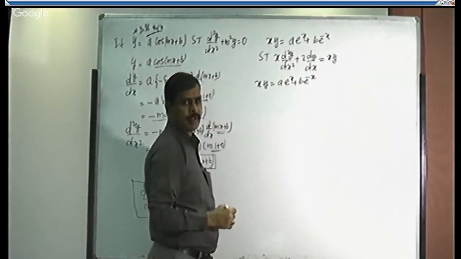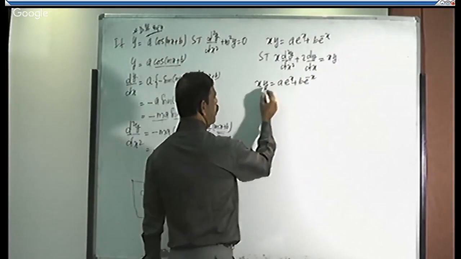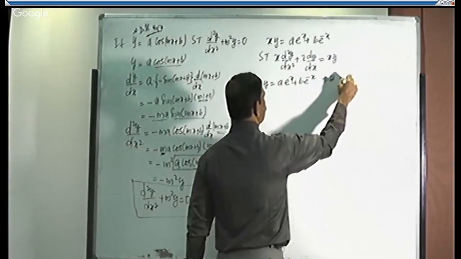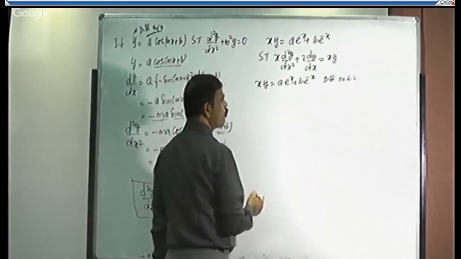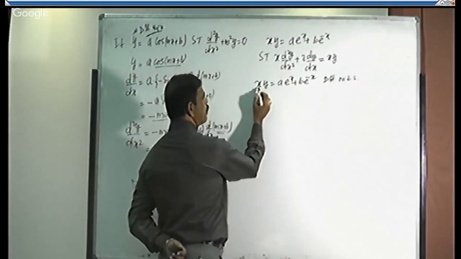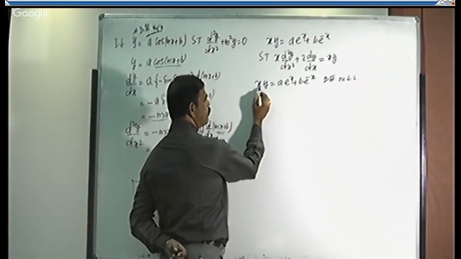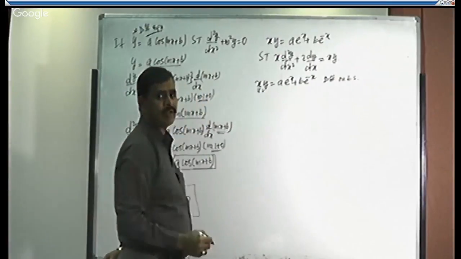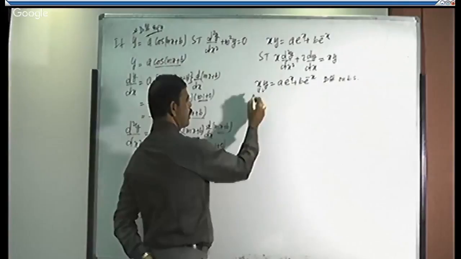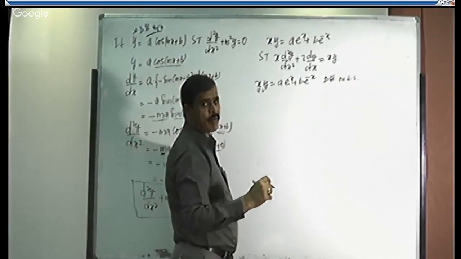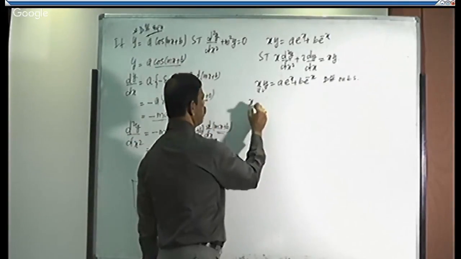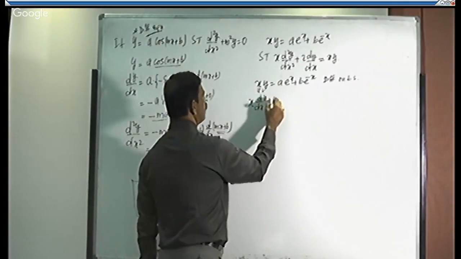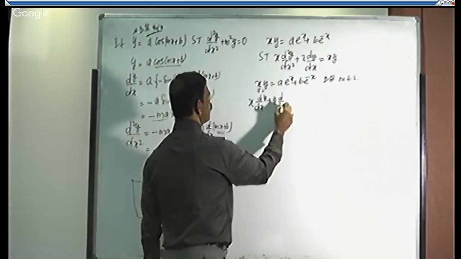Take the given function xy is equal to a e power x plus b e power minus x. On differentiating on either side, differentiate on both sides. What will you get? How to differentiate this? It is x into y, so take the product rule. X into d by dx of y plus y into d by dx of x.